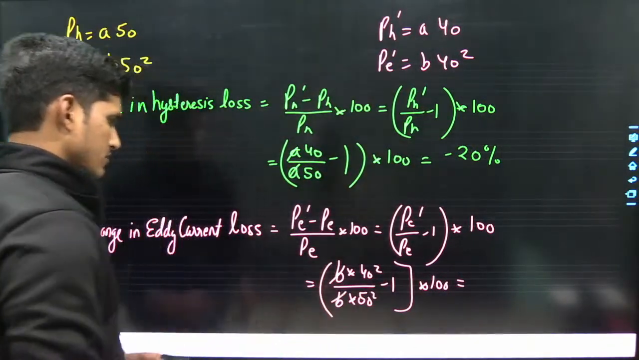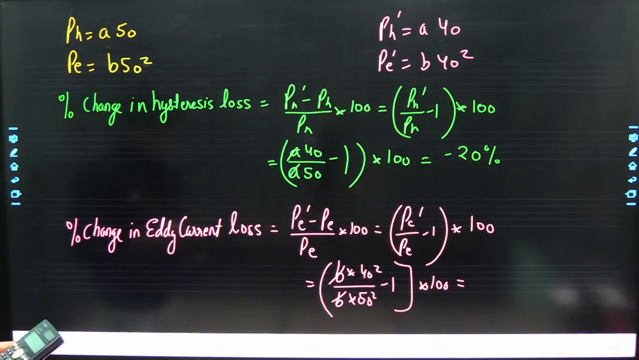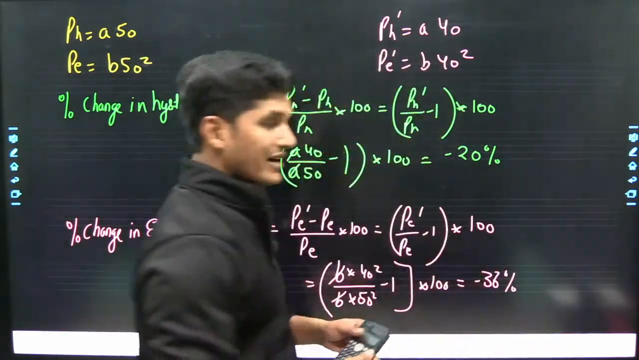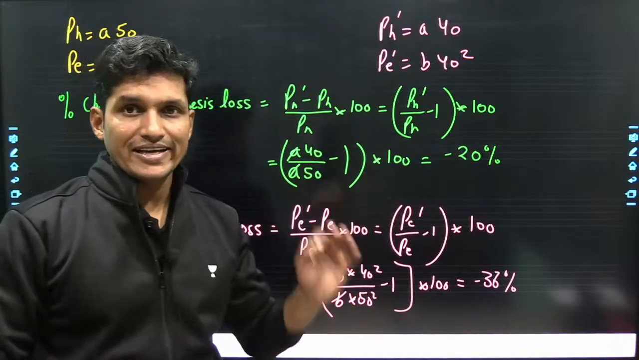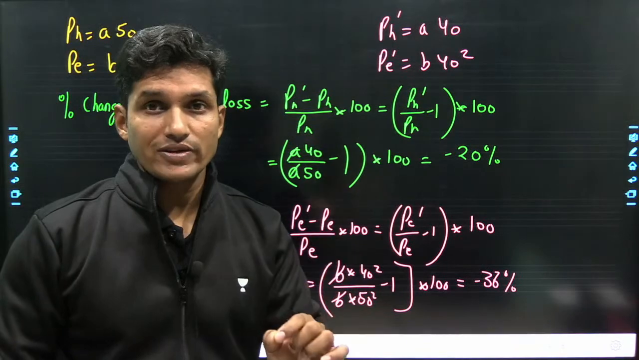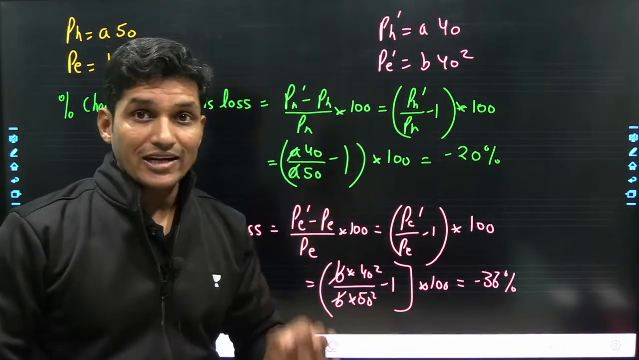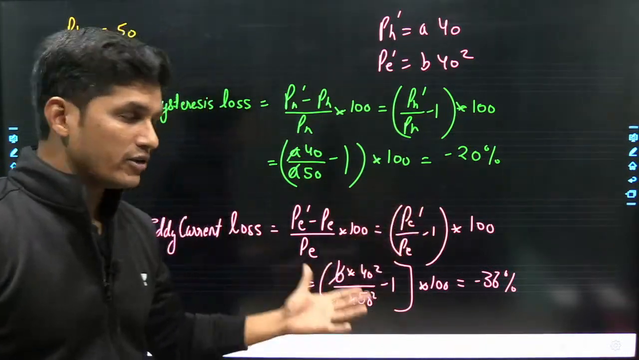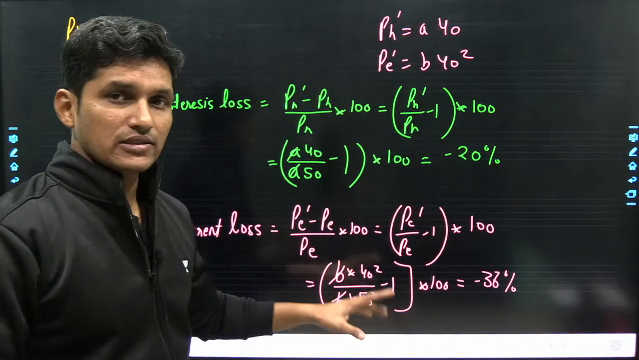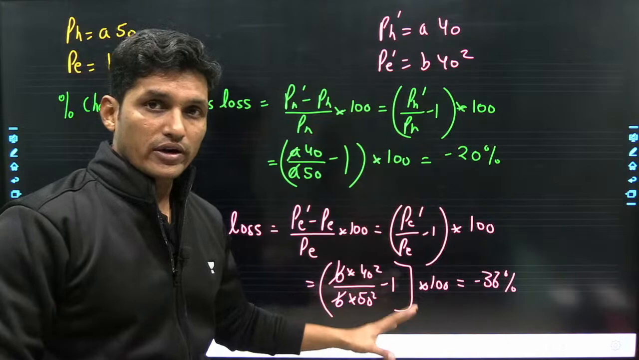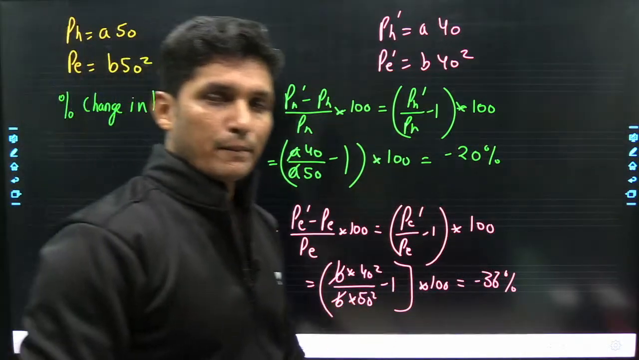So cancel out the B. Now it becomes minus 36%. Minus means the eddy current loss and hysteresis loss both are decreasing, and as we know, hysteresis loss and eddy current loss are directly proportional to frequency and frequency square respectively. That's why if frequency reduces from 50 Hz to 40 Hz, both would reduce, and in this particular case the hysteresis loss would reduce by 20%, whereas the eddy current loss would reduce by 36%.